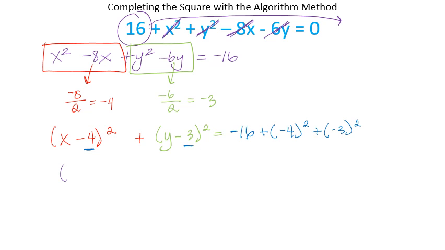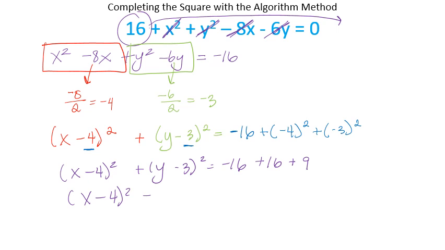Let's make this look better. x minus 4 squared plus y minus 3 squared. I've got a negative 16. Negative 4 times negative 4 is 16, and negative 3 times negative 3 is 9. So x minus 4 squared plus y minus 3 squared. Negative 16, positive 16, that's 0. You're not always going to get stuff that cancels out. It just happens to in this problem.